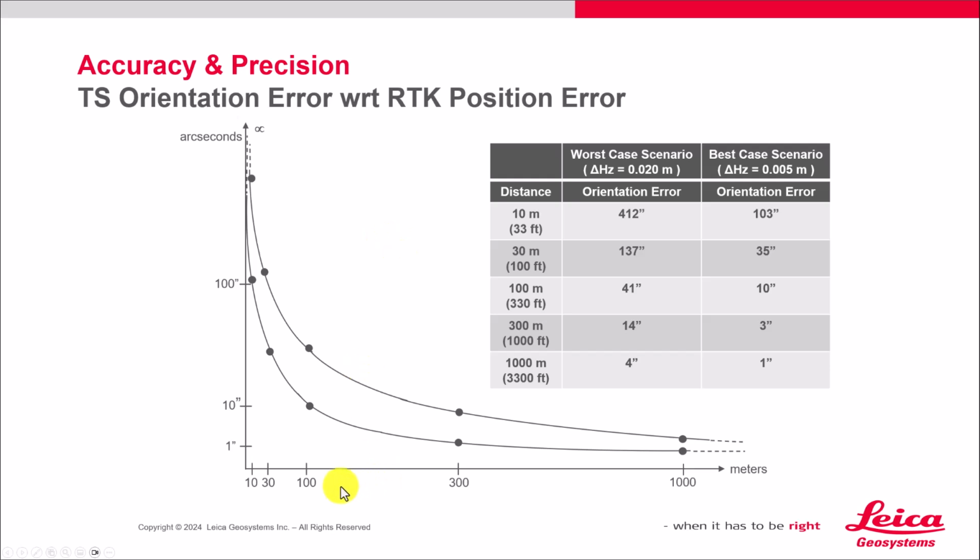So if you have the distance here between a pair of points, that's what we're looking at, a pair of points, the distance between them, and then how many arc seconds they can be out. Short distance is bad news. 10 meters between: worst case scenario we looked at, 412 seconds out. Best case scenario, 103 seconds out. Now, you'd run that same thing out to 1,000 meters, you got 4 seconds and 1 second. So this is why we don't like points really close together when we do a pair of real-time kinematic measurements.